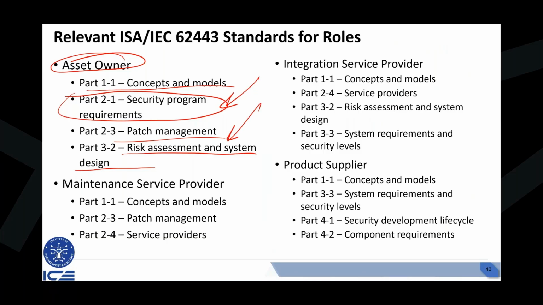If you are an integration service provider, of course 1-1 is a given. You need to certify yourself, or at least comply with the requirements of 2-4, so that you are taking care of the supply chain risk in the overall OT cybersecurity. I think something I'm missing over here, I'll change that. The next one is you should also read 2-1. Because you're doing a project for the end client, for the asset owner, and if you don't know what 2-1 asks for, how are you going to build the security controls in place?